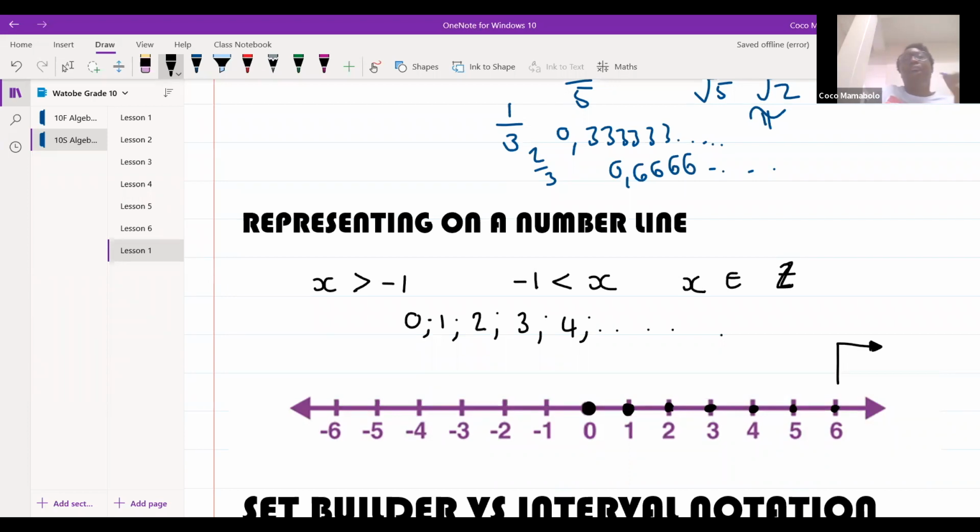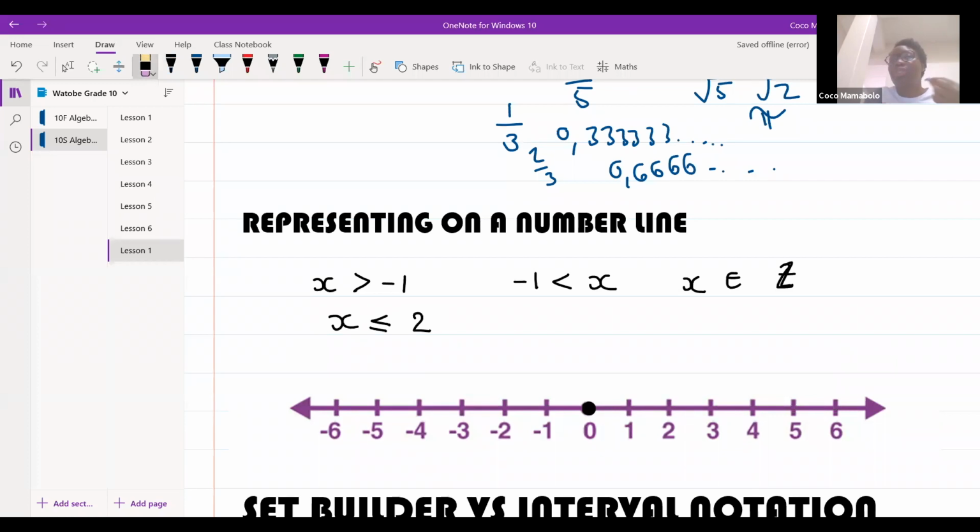Now, if I had to say that x needs to be less than or equal to 2, tell me in the chat, guys, which number am I going to start at? Which number do I start at? X, by the way, is an element of the integers.